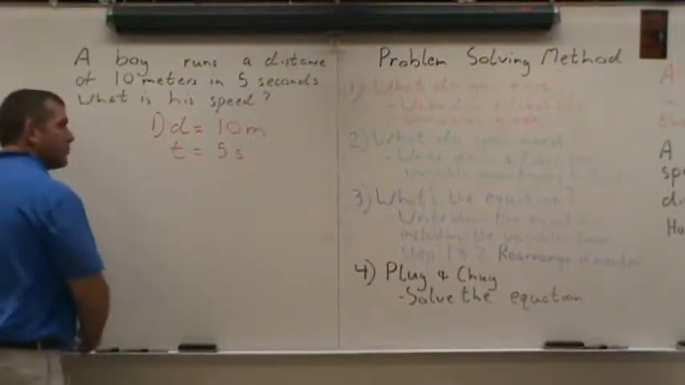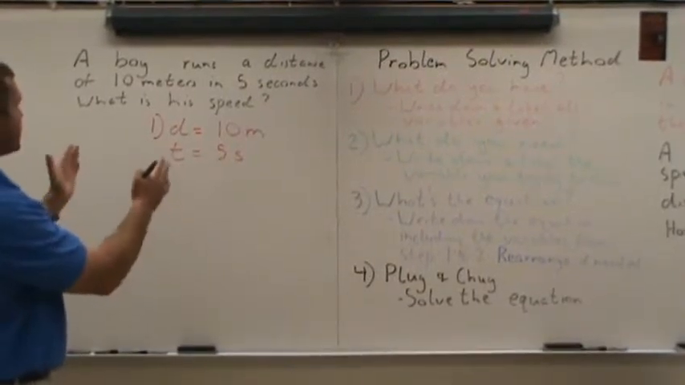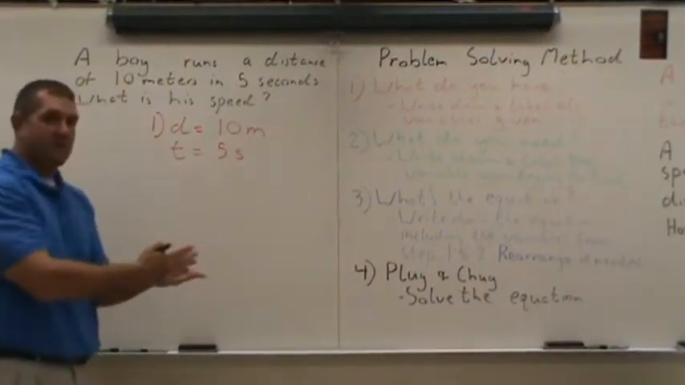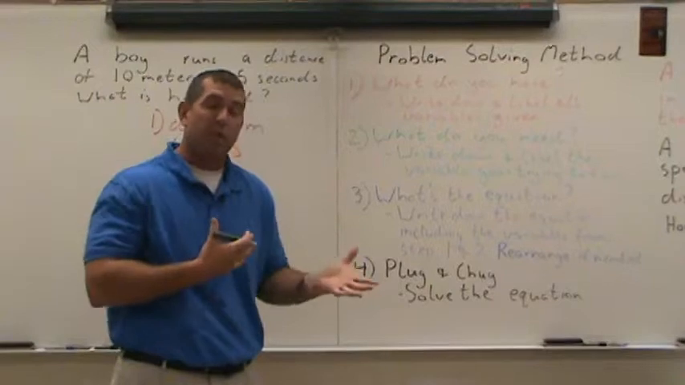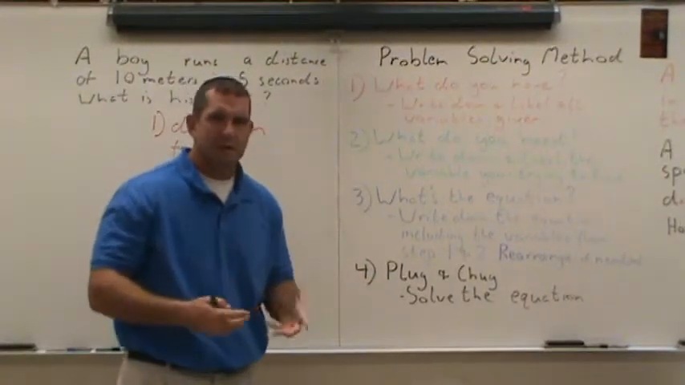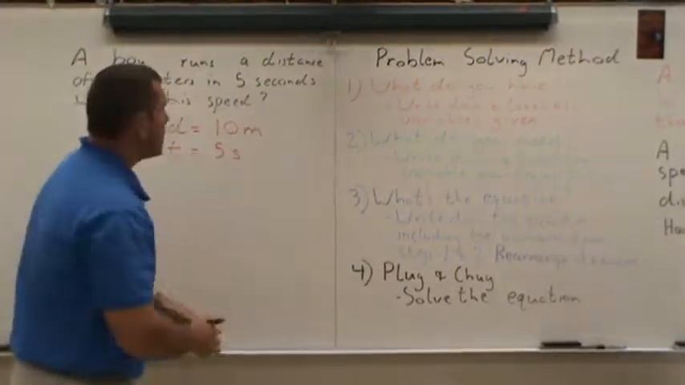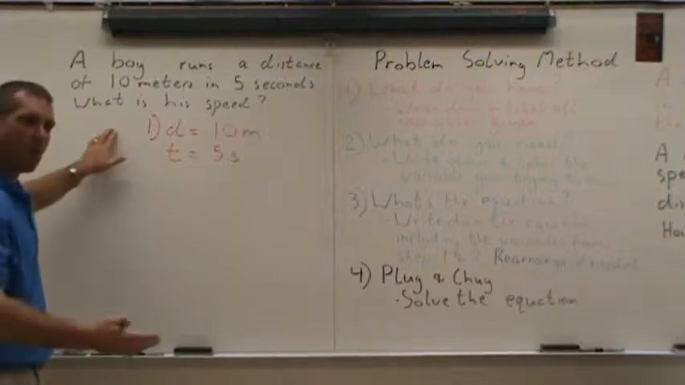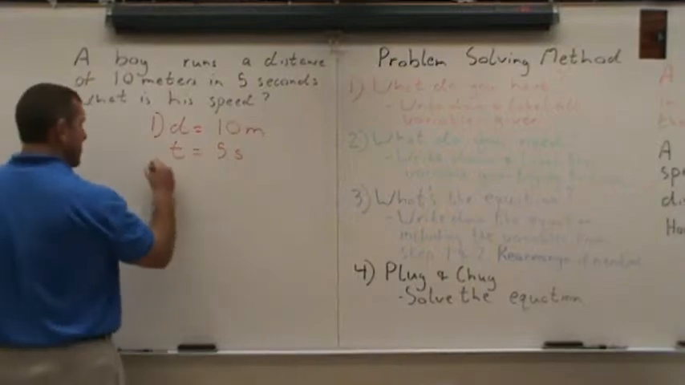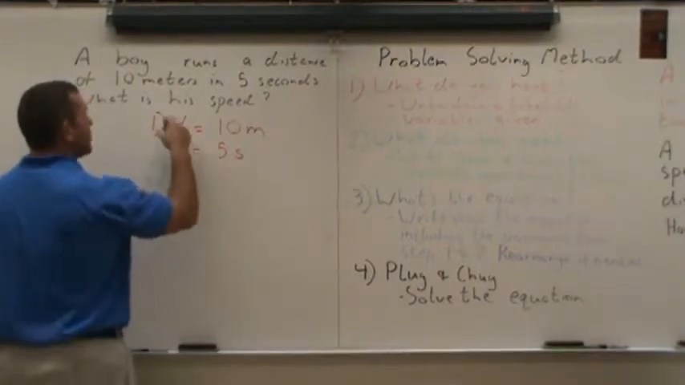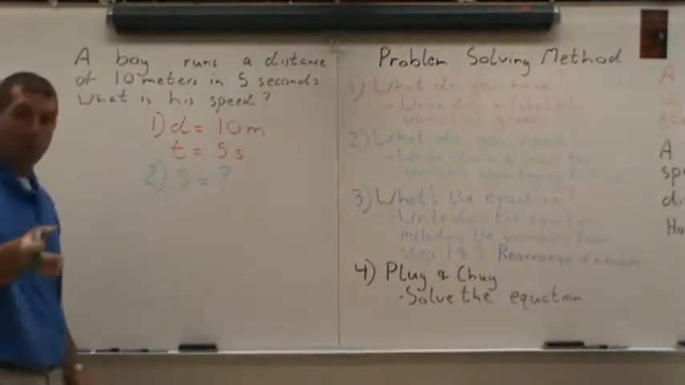So let's go on to step 2. What do you need? What's it asking? Look at the story problem. A boy runs a distance of 10 meters in 5 seconds. What is his speed? It's asking for speed. A lot of times in story problems, you can see what it's asking for by the question mark, usually with words like what, how long, how far. Look for the words that show us what we're asking for. So in this case, what is his speed? So step 2, we know his speed. That's what we're looking for. So speed is a question mark. Well, actually we don't know it. That's what we're looking for.